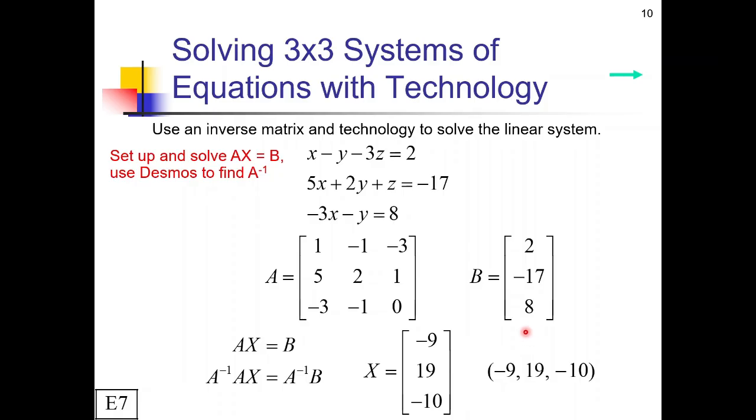And if you want, you could quickly verify that this works. We'll just plug it in the first equation to be sure. So we have negative 9 minus 19 is negative 28. And then negative 3 times negative 10 would be 30. Negative 28 plus 30 gives us 2. So it at least works for the first one, and you can verify the other ones.